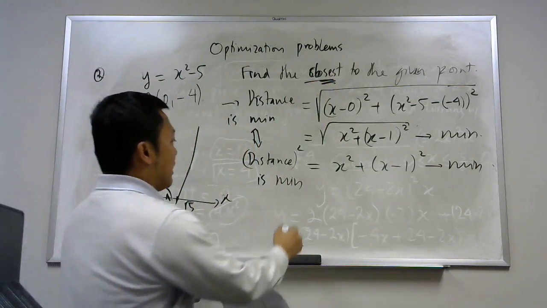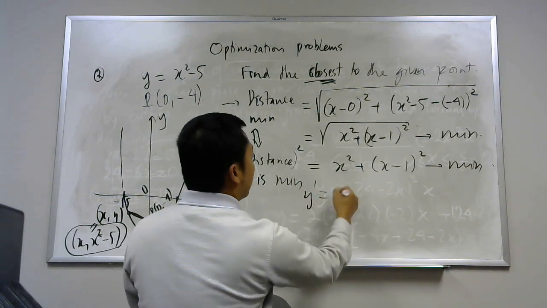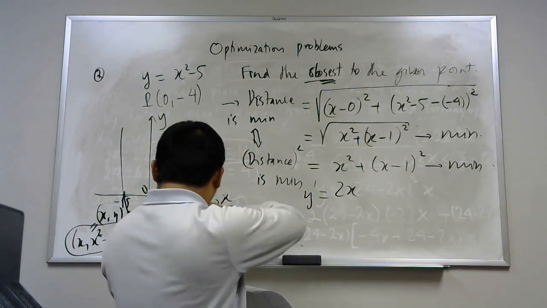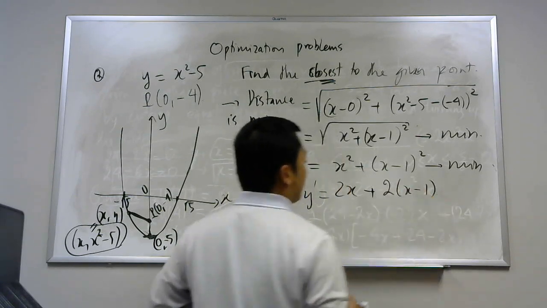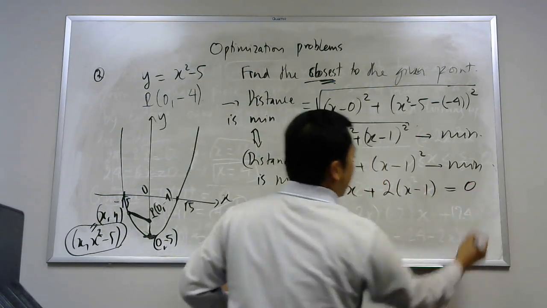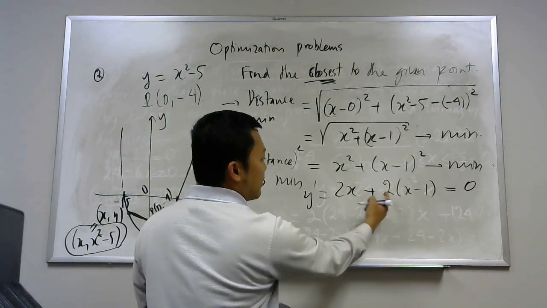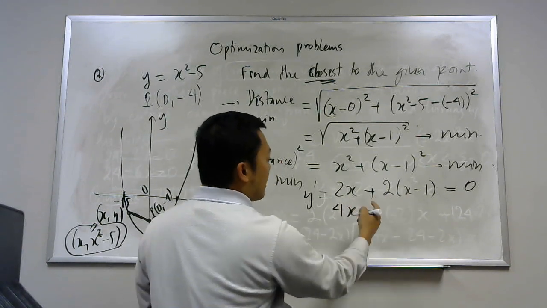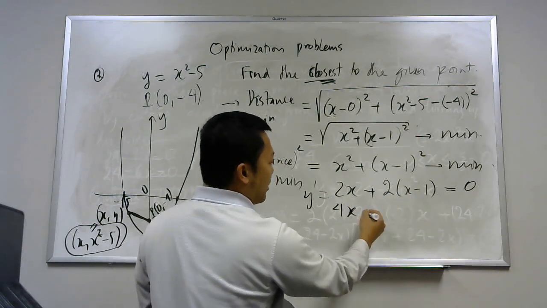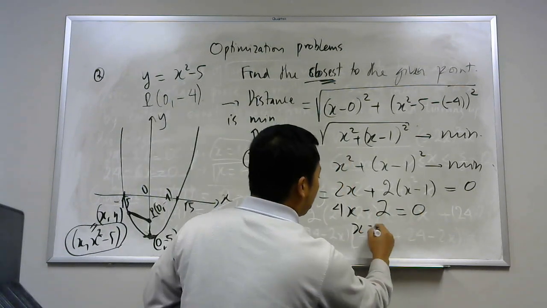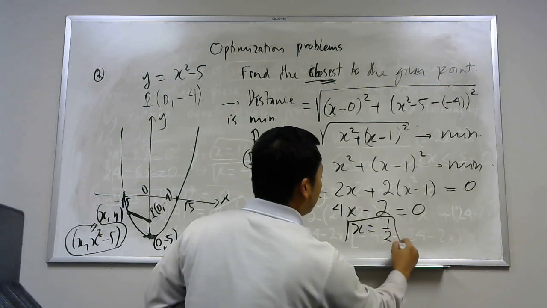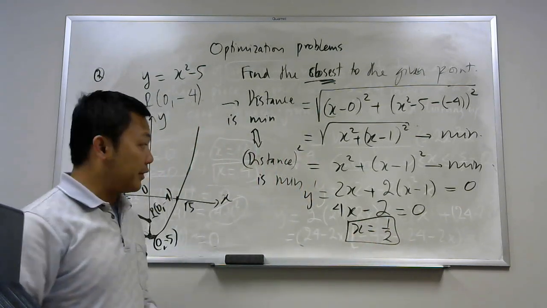So let's take the derivative: y prime equals 2x plus 2 times x minus 1, right? And we set this equal to 0. So you have 2x, with the 2x I have 4x, and then 2 minus, with 1 is minus 2, equal to 0. From here I get x equal to 1 over 2.